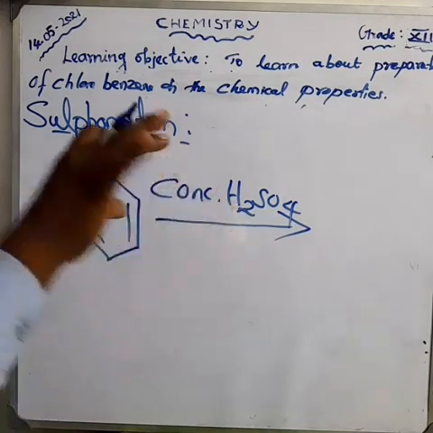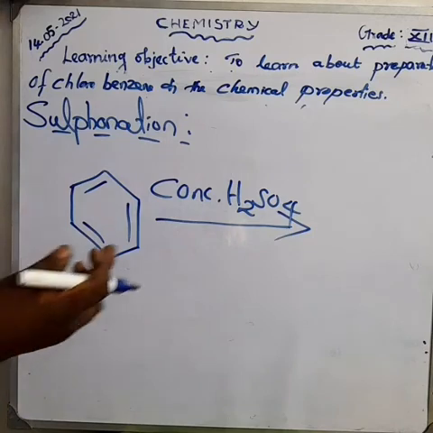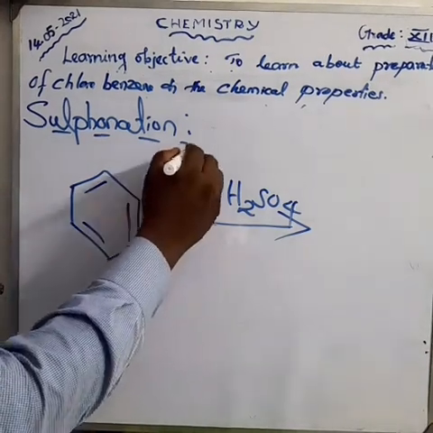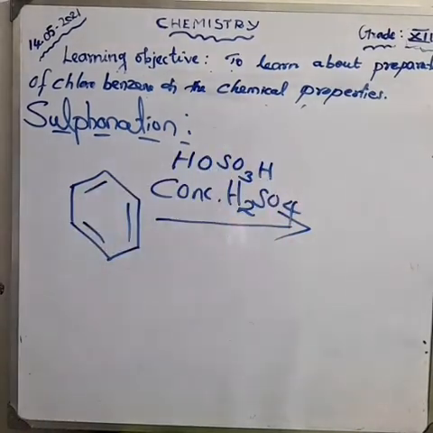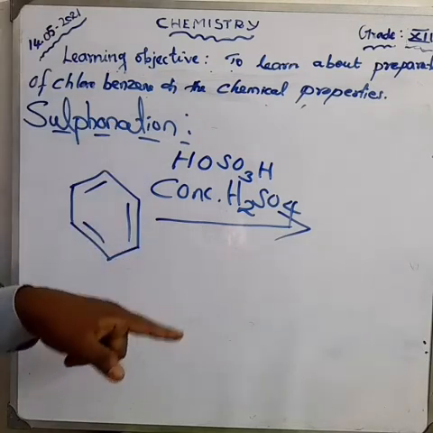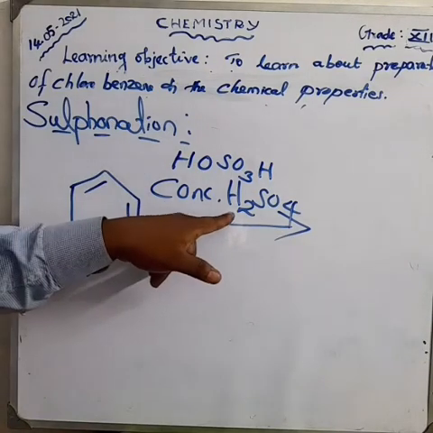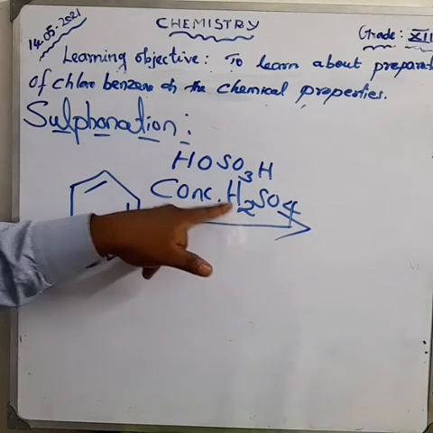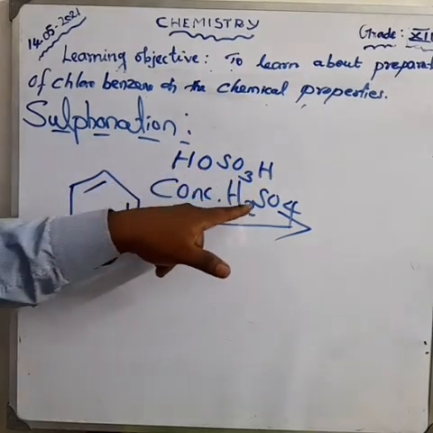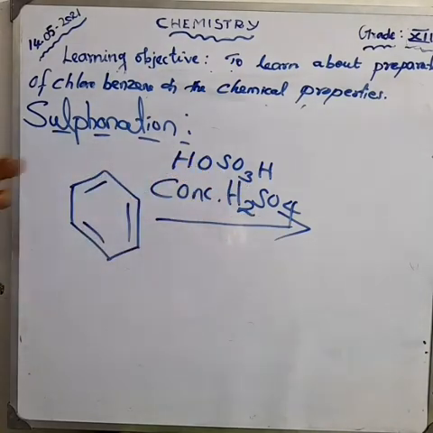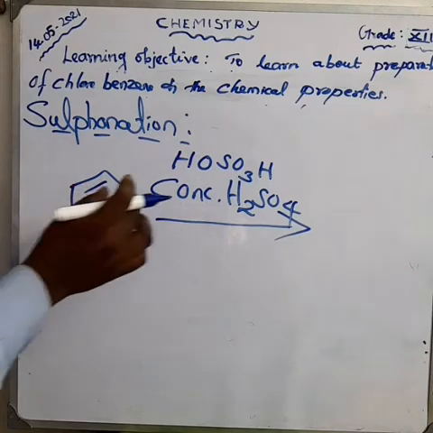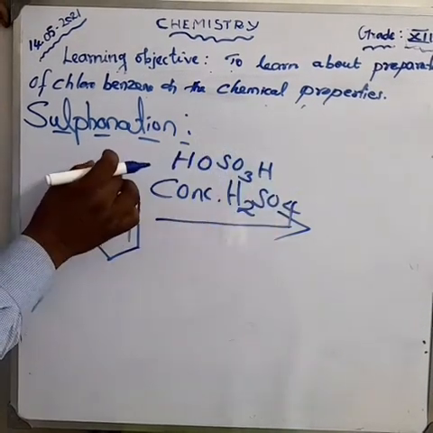Here, how does concentrated sulfuric acid react? Concentrated sulfuric acid can be written as HOSO3H. Nitric acid can be written as HONO2. Like that, sulfuric acid can be written as, how many hydrogens are there? 2 hydrogens. How many sulfur? 1 sulfur. How many oxygens? 4 oxygens. So 3 plus 1, 4. Am I right? So sulfuric acid can be written as HOSO3H.